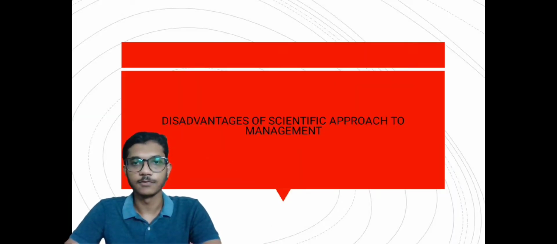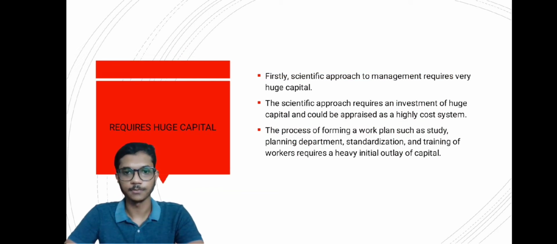The next content of our presentation is the disadvantages of the scientific approach to management. The first disadvantage is that it requires huge capital. The scientific approach requires an investment of huge capital and could be appraised as a high-cost system. The process of forming a work plan such as study, planning department, standardization and training of workers requires a heavy initial outlay of capital.